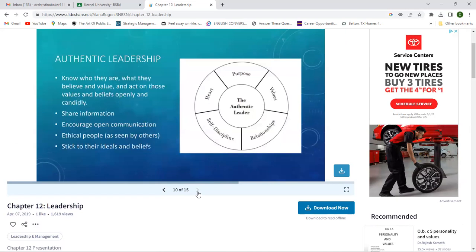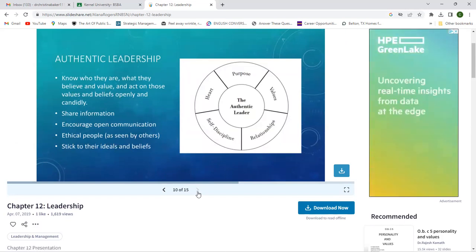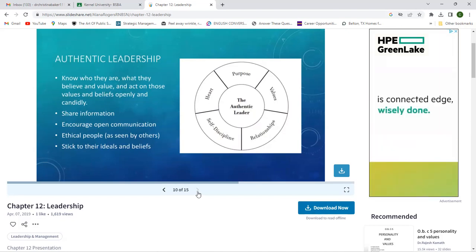Authentic leadership. An authentic leader has heart, purpose, values, self-discipline, and relationships. Authentic leaders know who they are and what they believe and value, and act on those values and beliefs openly and candidly. They share information, encourage open communication, are ethical, are seen as such by others, and stick to their ideals and beliefs.